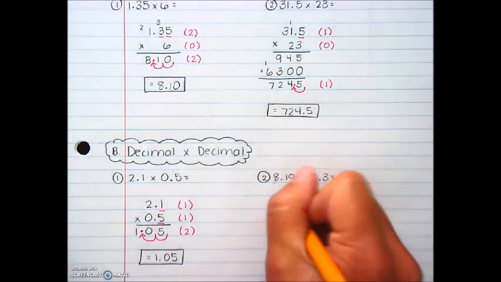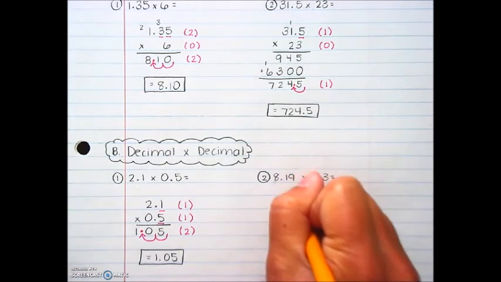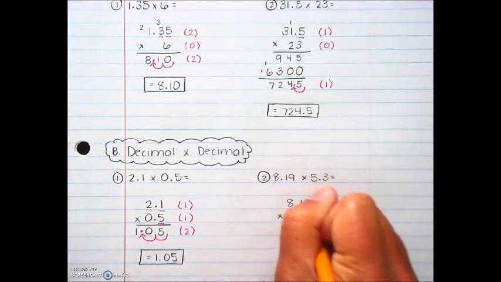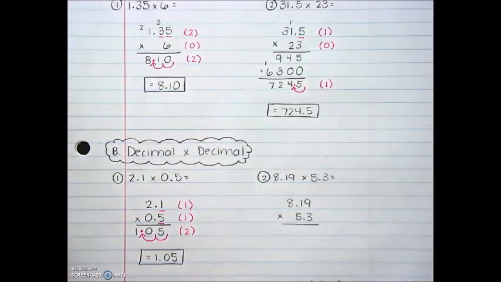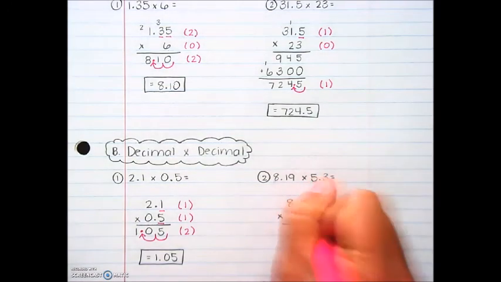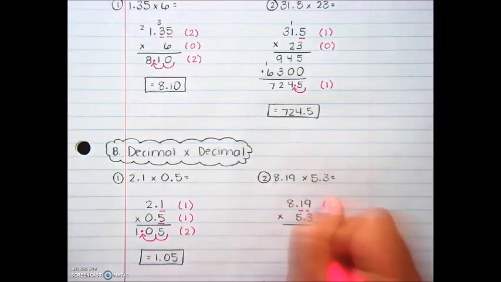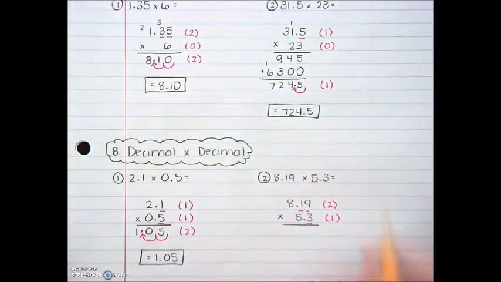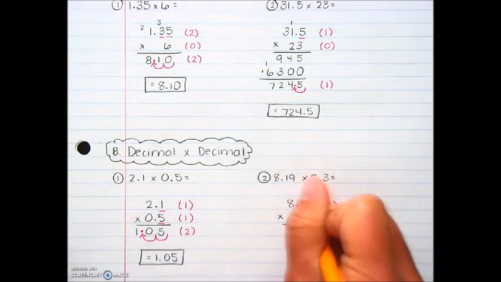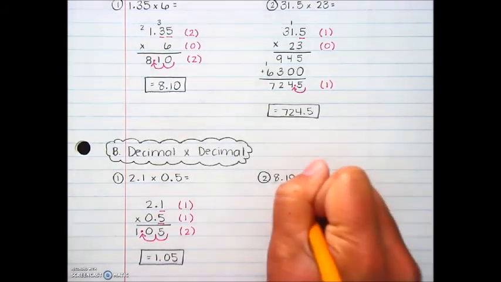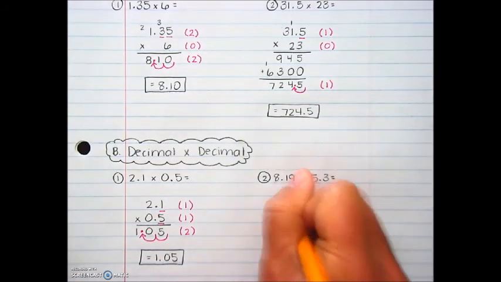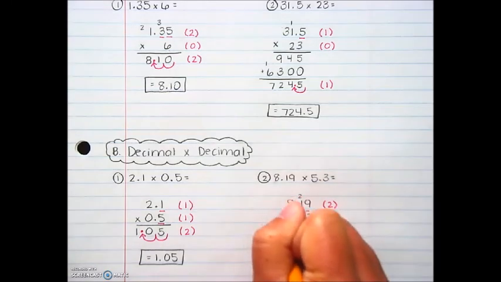This time I have 8 and 19 hundredths times 5 and 3/10. Again, no need to line up decimal points when we're multiplying. In my first factor, I have 2 digits after my decimal point. In my second factor, I have 1. So now I'll go through and multiply. 3 times 9 is 27. 3 times 1 is 3, plus 2 is 5. 3 times 8 is 24.